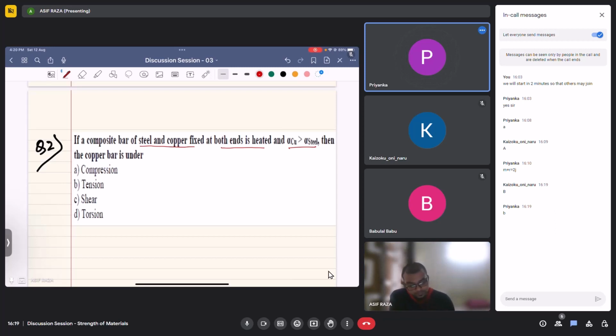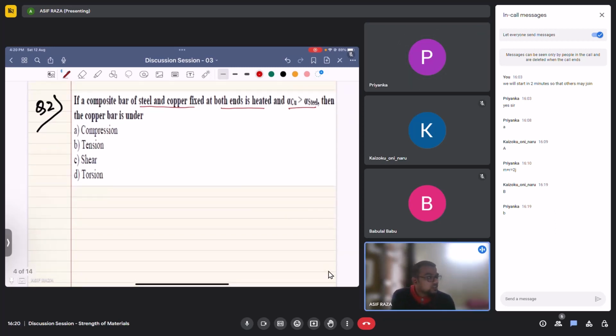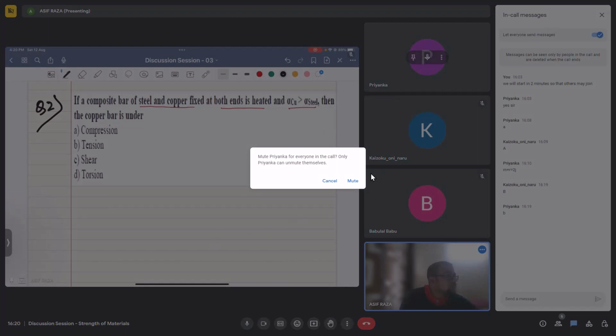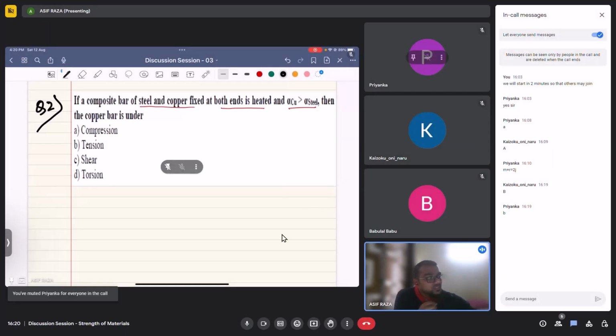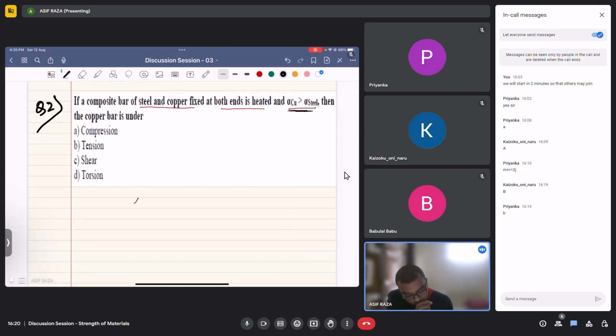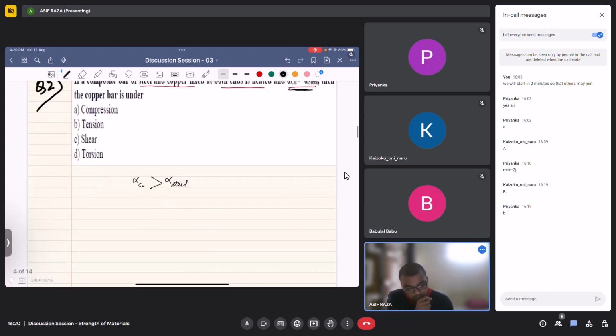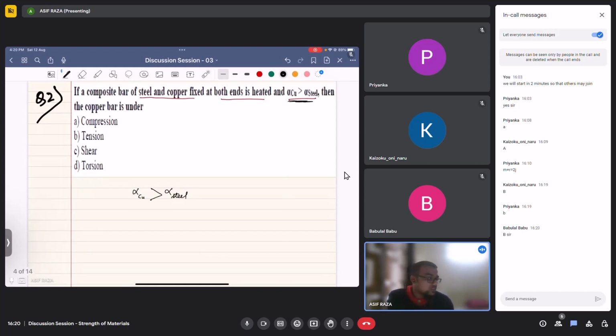Okay, I think you guys are wrong in this, so let me elaborate. We are given that alpha Cu is greater than alpha steel. Okay, Babulal is also saying B. Okay, let's check whether it's right or wrong.